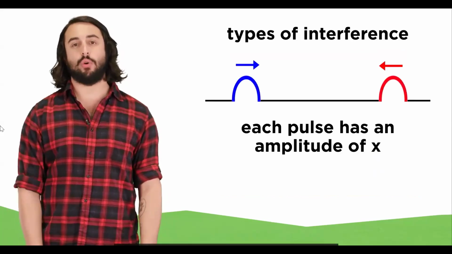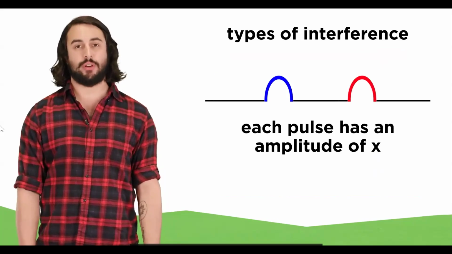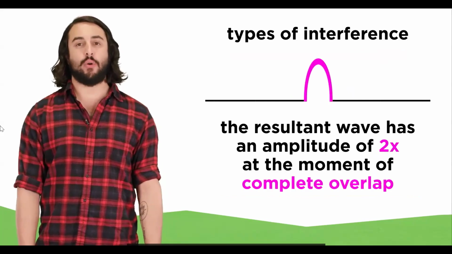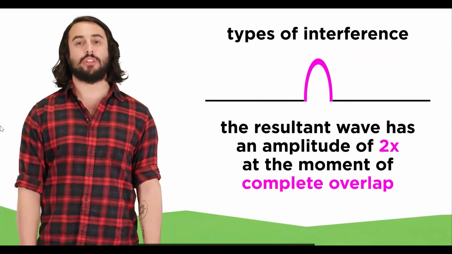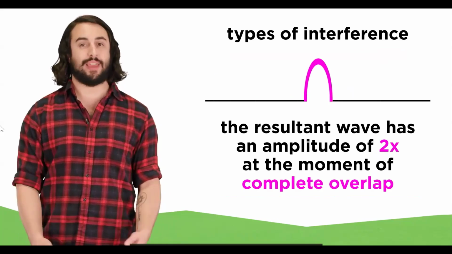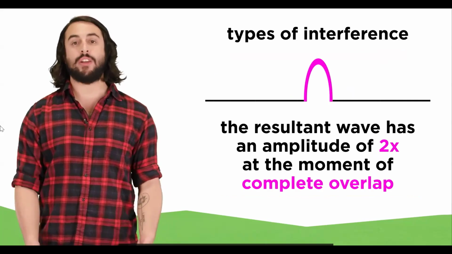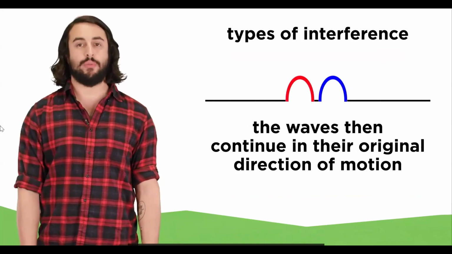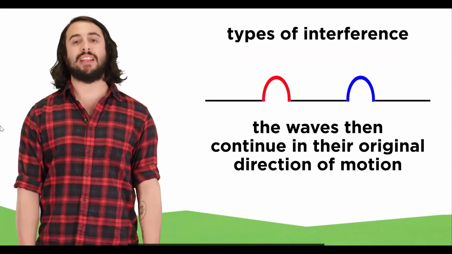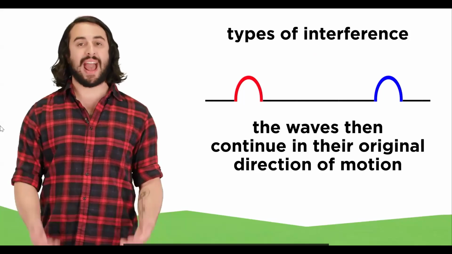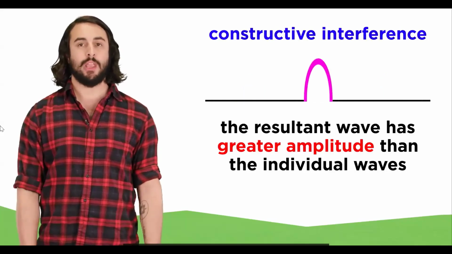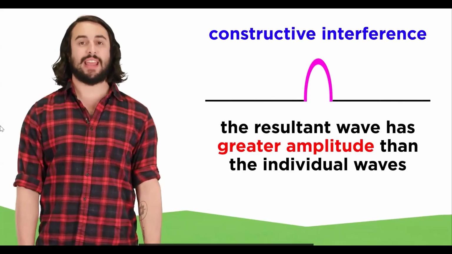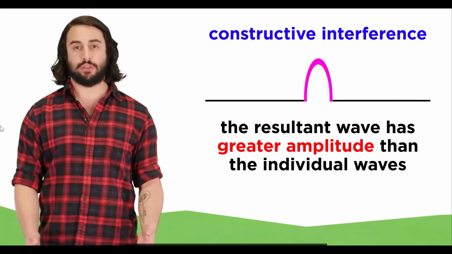Say two individual wave pulses are traveling towards each other, and they have the same amplitude. When these meet, the amplitudes at each point will be added together to produce the respective points on the resultant wave. So there will be a moment where there is one wave with twice the amplitude. Then the two waves continue in the direction they were moving in. Each wave maintains its own characteristics before and after the interference. When a resultant wave has greater amplitude than the individual waves, like this case, this is called constructive interference.